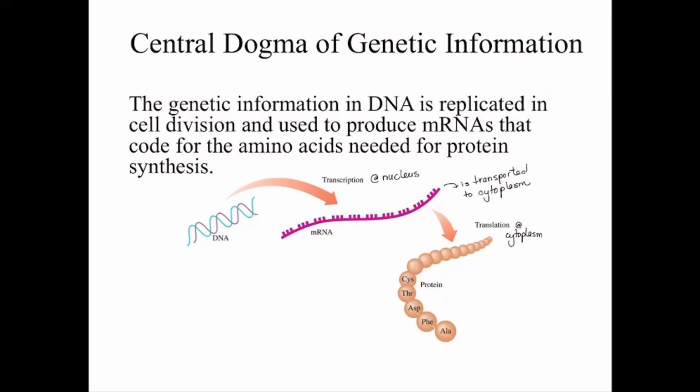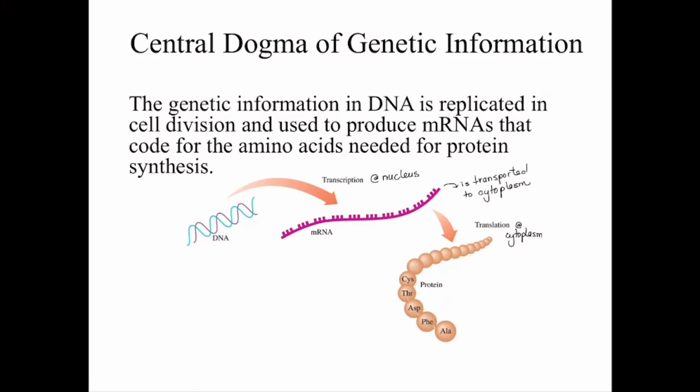Now, when it comes to this mRNA, remember that it's going to be transported from the nucleus to the cytoplasm. And in the cytoplasm, we're going to have different components of the animal cell. Specifically, we are going to have RNA components, we're going to have protein components that are going to come together through the process of translation.